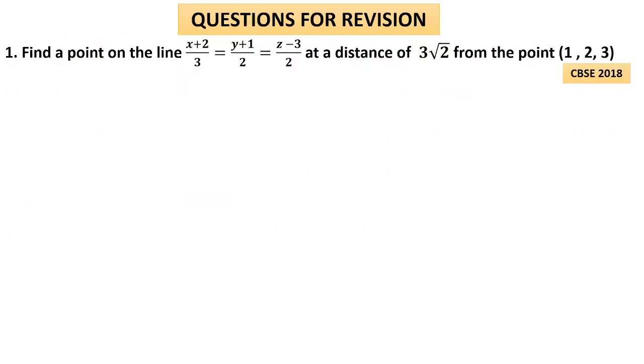Let us go to question number 1, which has come from the CBSE 2018 question paper. Find a point on the line (x plus 2)/3 equal to (y plus 1)/2 equal to (z minus 3)/2 at a distance of 3 root 2 from the point (1, 2, 3). We have to get a point on this line which is at a distance of 3 root 2 from another point. Therefore, this is the given line.